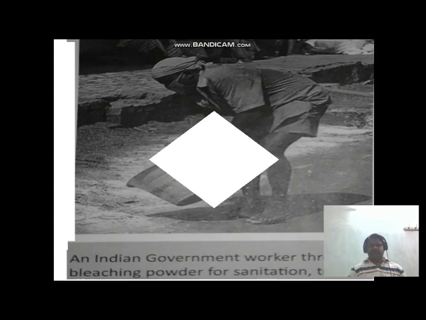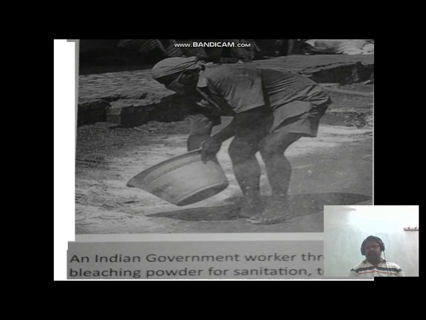Here, a small picture: an Indian government worker throws bleaching powder for sanitization. Municipality workers, every time a minister is coming or some function is going on, come and place some bleaching powder on the roads. Why? Because it kills the germs and stops the smell. That is sanitization.